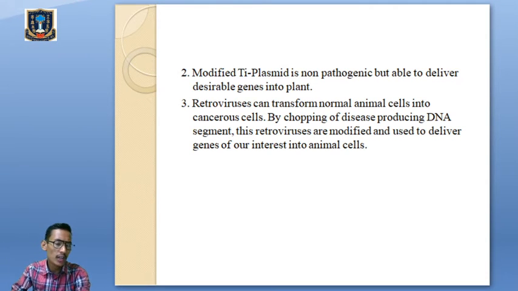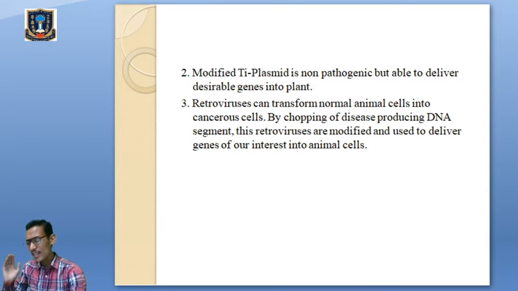First one is Agrobacterium tumefaciens and number 2 is retroviruses, and they can be used as a vector only after being modified. Otherwise they are highly pathogenic. Now we are saying that after the formation of recombinant DNA, they are being introduced into the E. coli cell or into the bacterial cells.